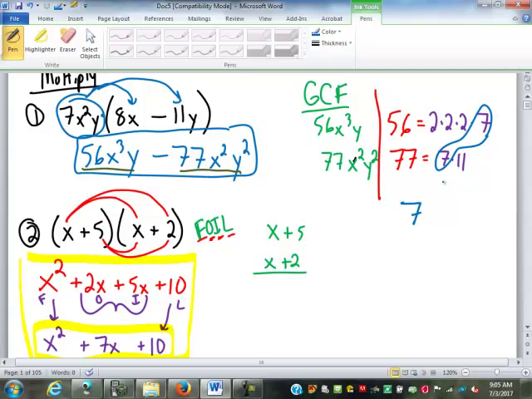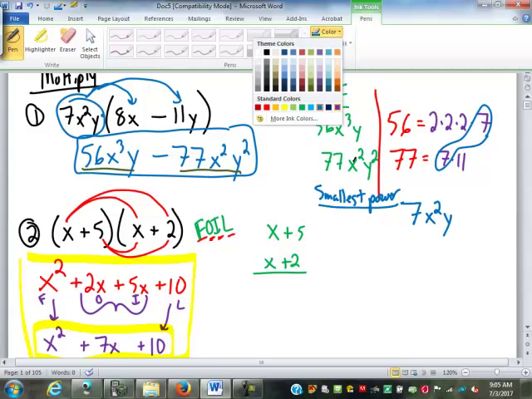For the variables, when we do greatest common factor, it is the smallest power of each variable. Remember, when it's least common denominator or least common multiple, it's the other way around. It's the largest power of each variable. So for x, what's it going to be? X squared, right? We got third and the second. The smaller one is 2. For y, just y.